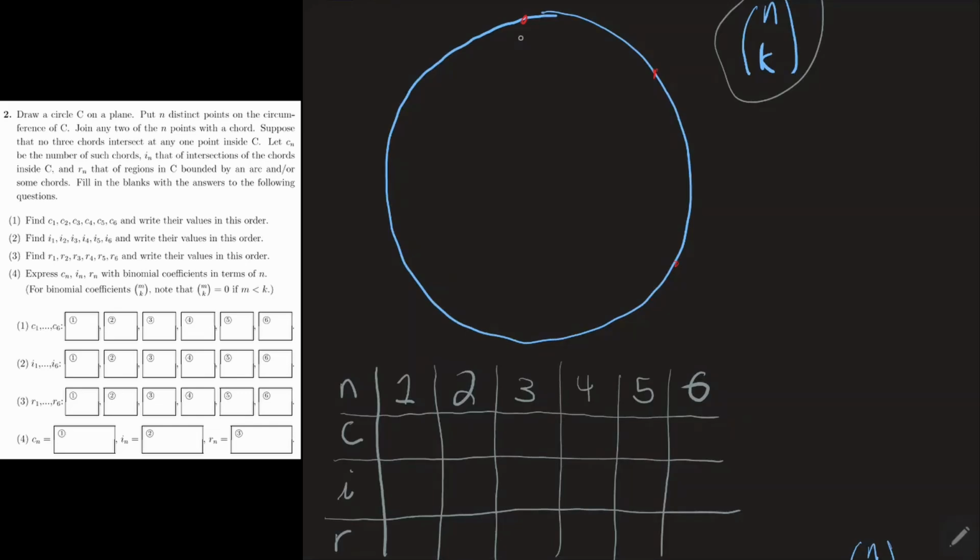So let's start with just 1 point. So ignore those red points. I'm going to restart with these gray points. So we have just 1 point. In this case, the number of chords is 0, since you need at least one other point in order to connect them together and make the chord.